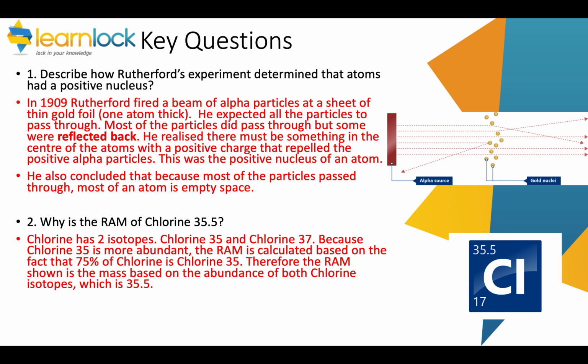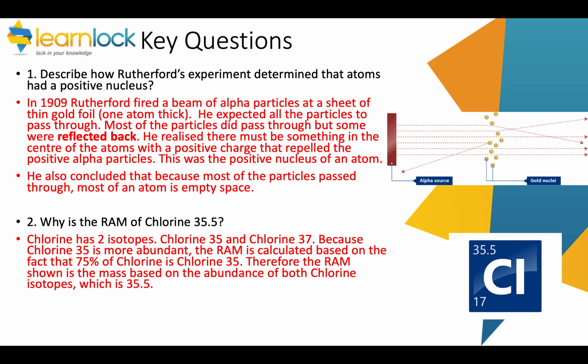He realised there must be something in the atoms that's positive as well that was repelling the alpha particles back. And this is how he concluded there was a positive nucleus in the atom. He also concluded that because most of the alpha particles went straight through, most of an atom is actually empty space. Why is the mass number of chlorine 35.5?